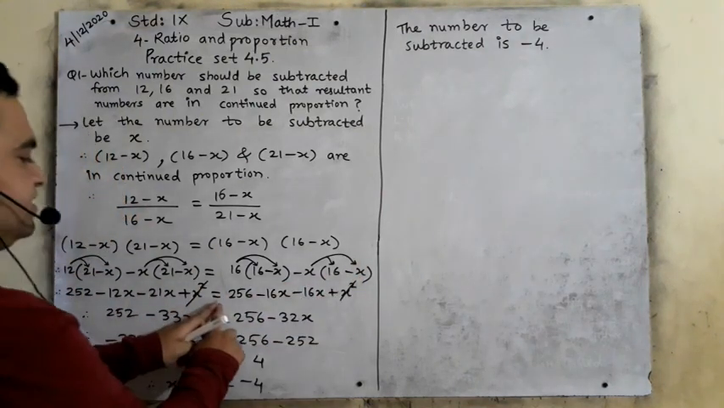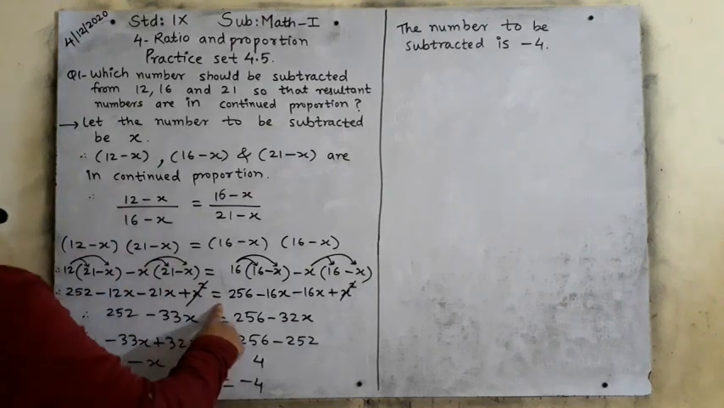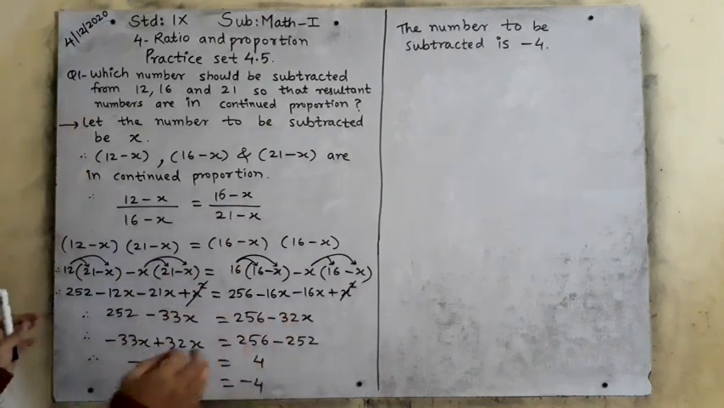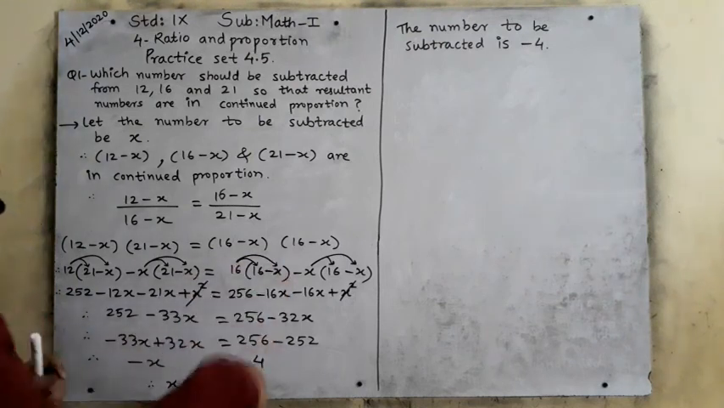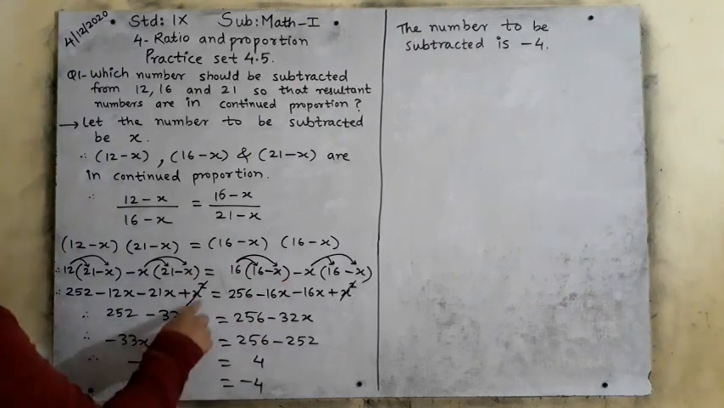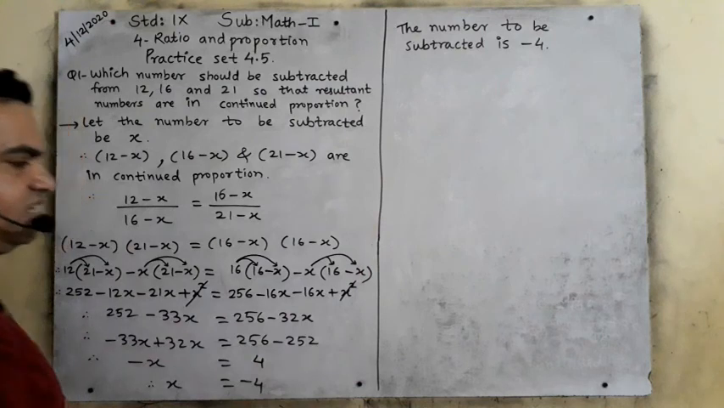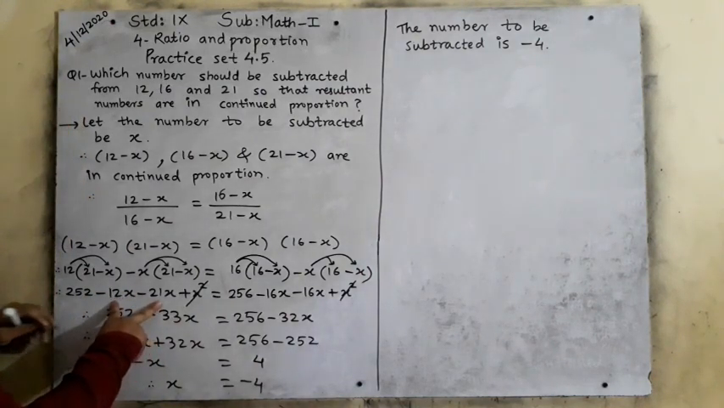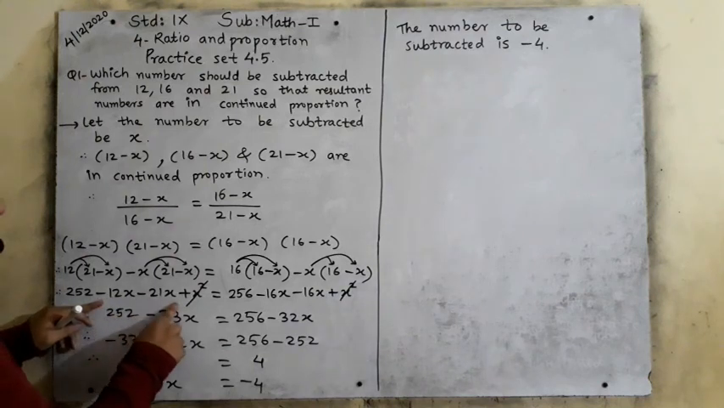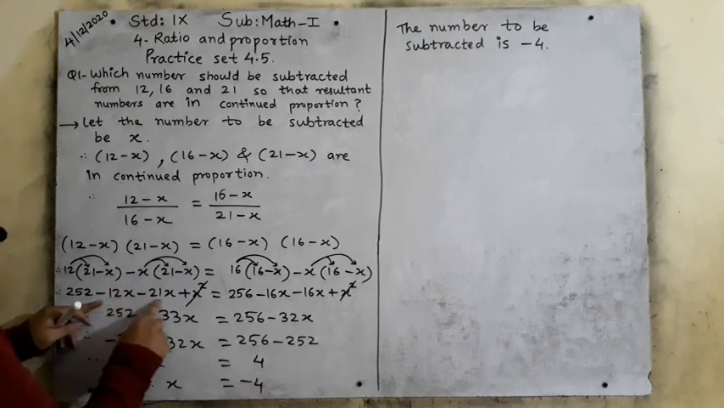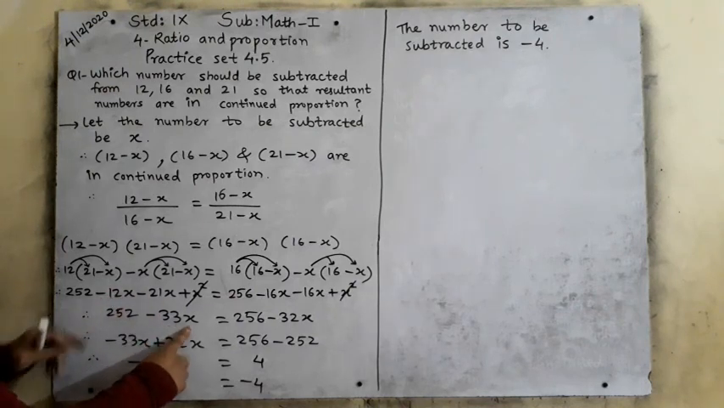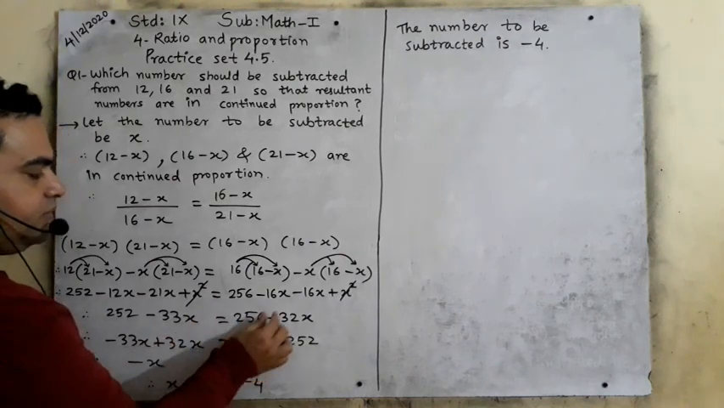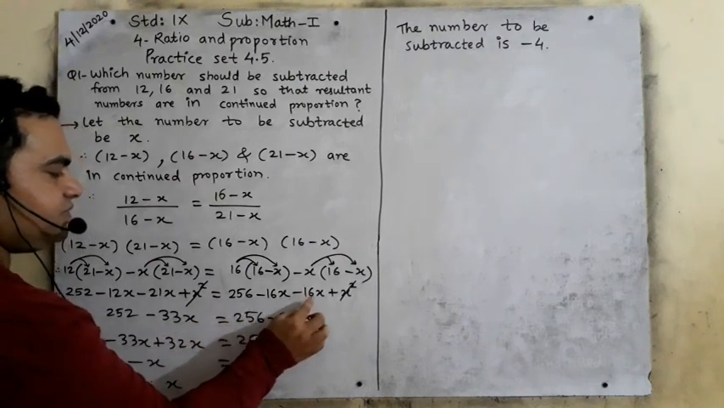Why? When there is equals to, and on the left hand side and right hand side there are the same terms, they will get cancelled, it will become 0. So x square here will become 0. So what remains here? 252. These two are like terms, minus 12x, minus 21x. So we will do minus minus minus, addition of numbers, that is 33x. Here also 256. Minus 16x minus 16x is minus 32x.